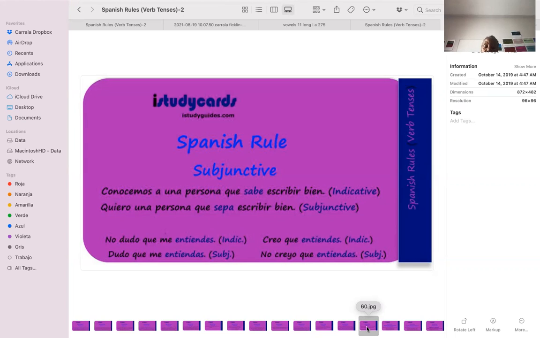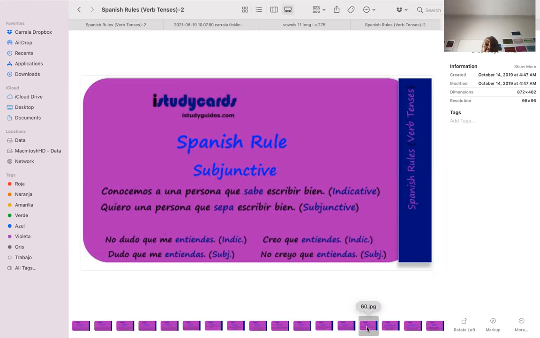Now, here we're talking about doubt versus no doubt. No dudo que me entiendes. No dudo. So you're saying, I do not doubt. This is a statement. I don't doubt that you understand me. No dudo que me entiendes. That's the indicative, because you're stating a fact that you don't doubt that you understand me.